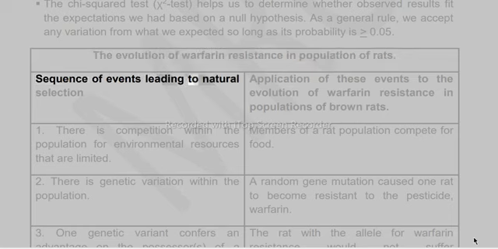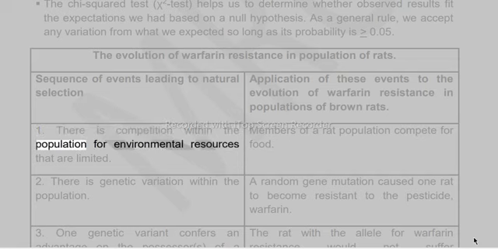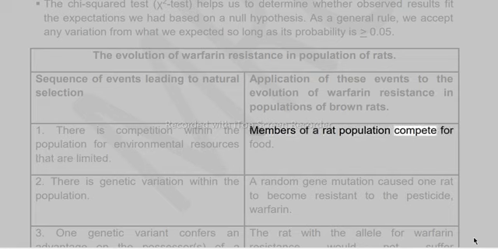Sequence of events leading to natural selection. Application of these events to the evolution of warfarin resistance in populations of brown rats. 1. There is competition within the population for environmental resources that are limited. Members of a rat population compete for food.